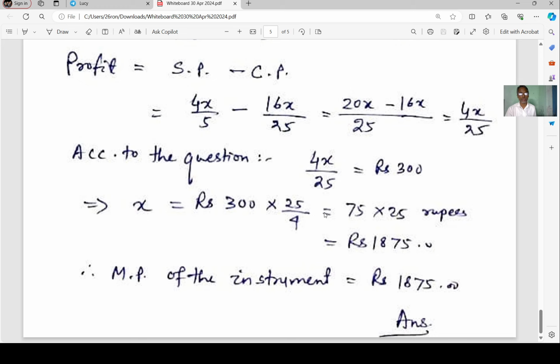So this is equal to 300 divided by 4 equal to 75 and multiplied by 25. This is equal to rupees 1875. Hence, marked price of the instrument is rupees 1875. Thank you all. I hope these examples will help you to understand the topic. Thank you all.